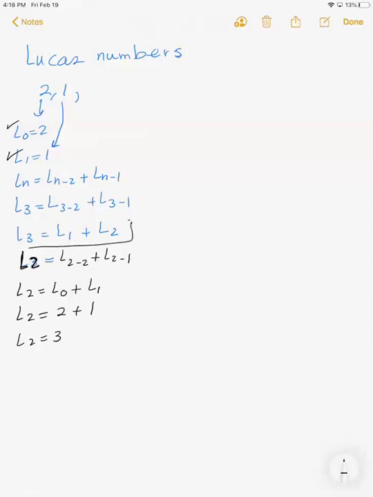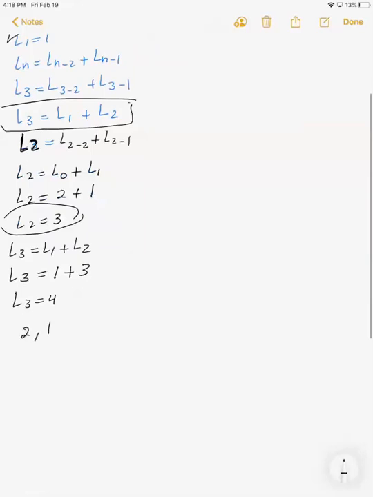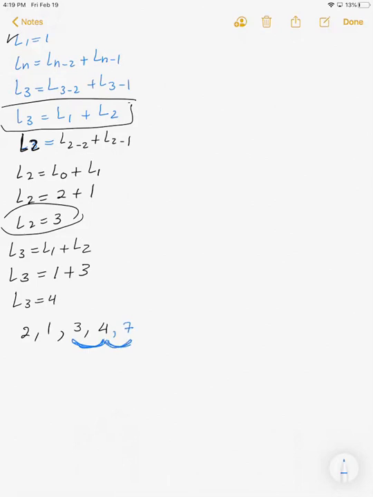And now I can find L3 because L3 is L1 plus L2. So L3 is equal to L1, which is 1, and L2, which is 3. So L3 is equal to 4. So the sequence goes like 2, 1, 3, 4, or I can just use what I have in front of me, add the two previous ones, 3 plus 4, to get the next one, which is 7. 4 plus 7 gives me 11. 7 and 11 gives me 18, dot, dot, dot.